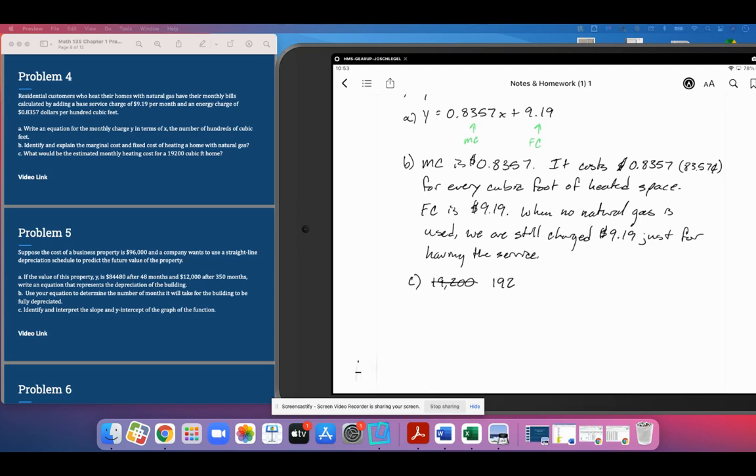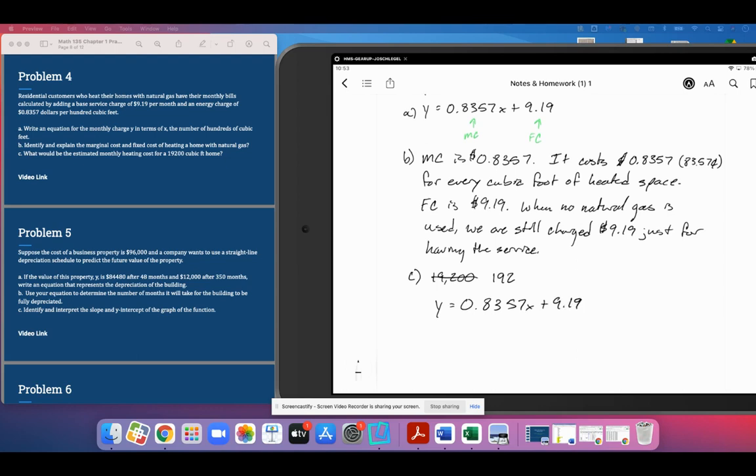So for us, everyone, what we would have for part C is we have our equation y equals 0.8357x plus 9.19, and we are going to end up putting in 192. And that's going to get us what we need to figure out the monthly cost of heating this home.